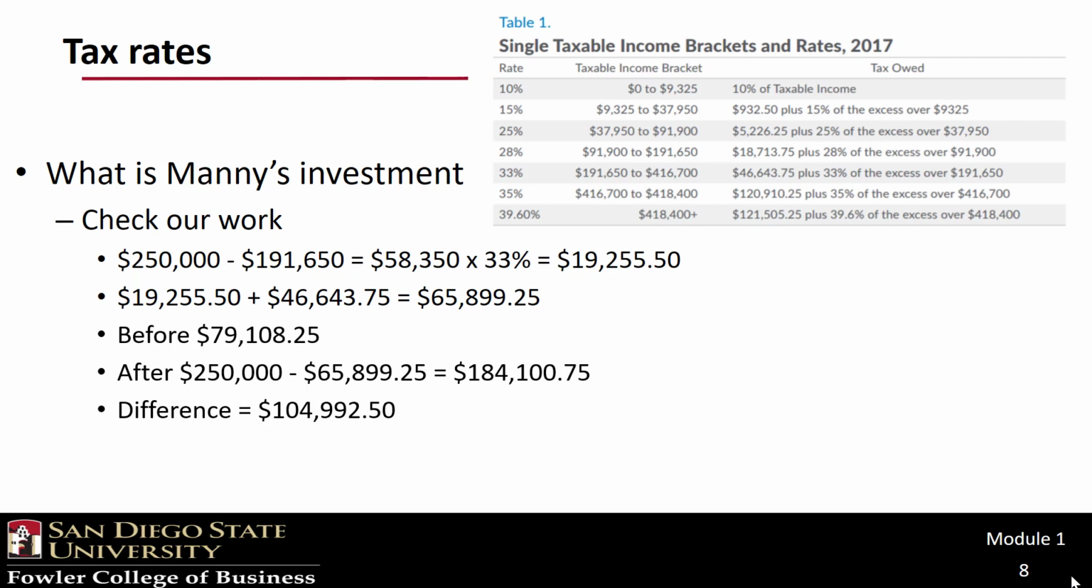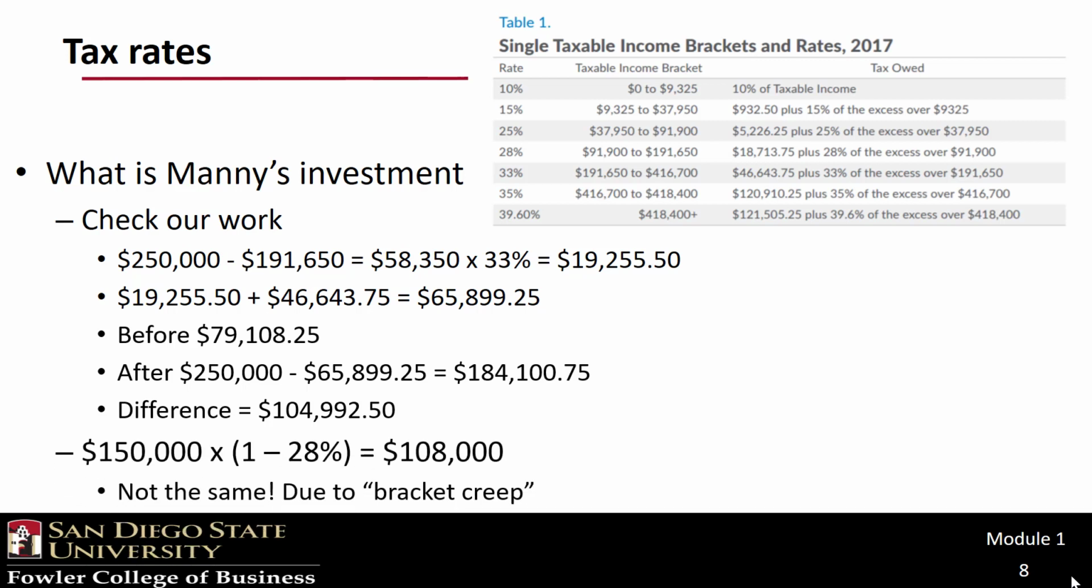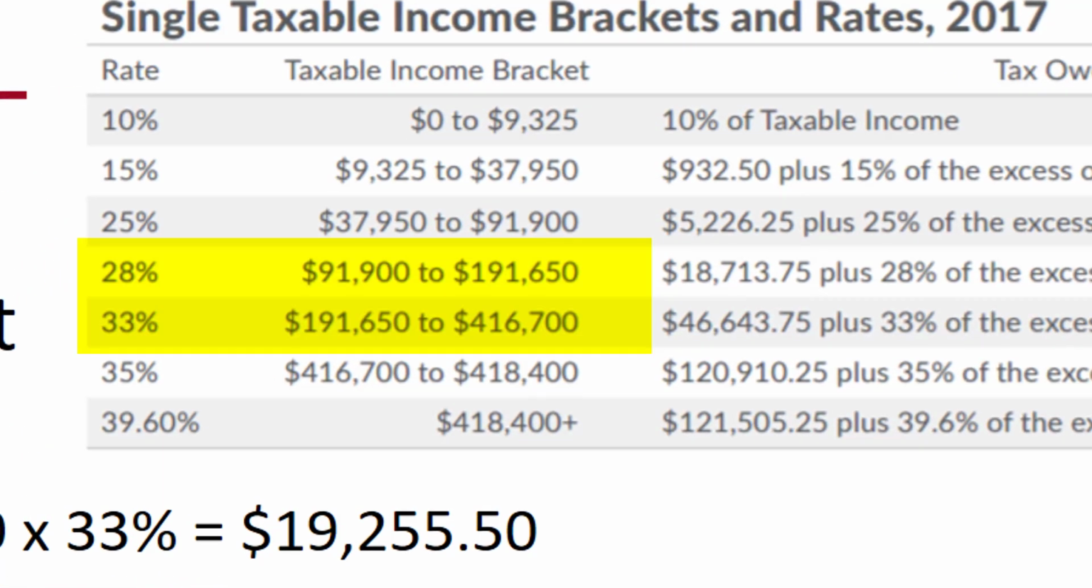However, using the shortcut method, we get $108,000. The amounts do not agree. In this case, Manny suffers from what is commonly known as bracket creep. The additional income pushes his income into two brackets, and so the simple method does not capture that his marginal rate is partly at 28% and partly at 33%.